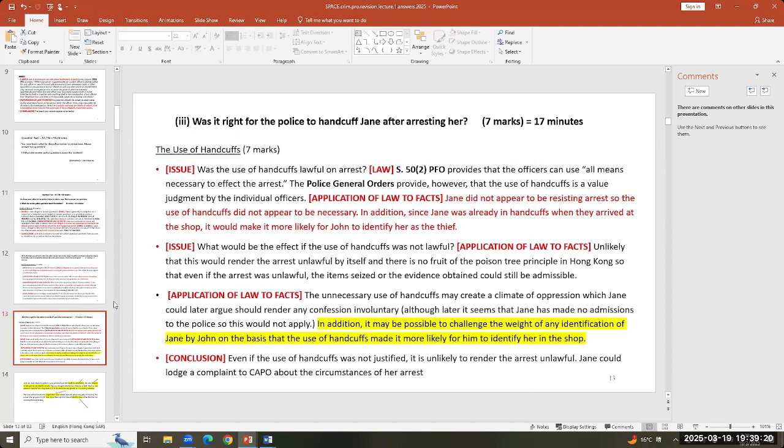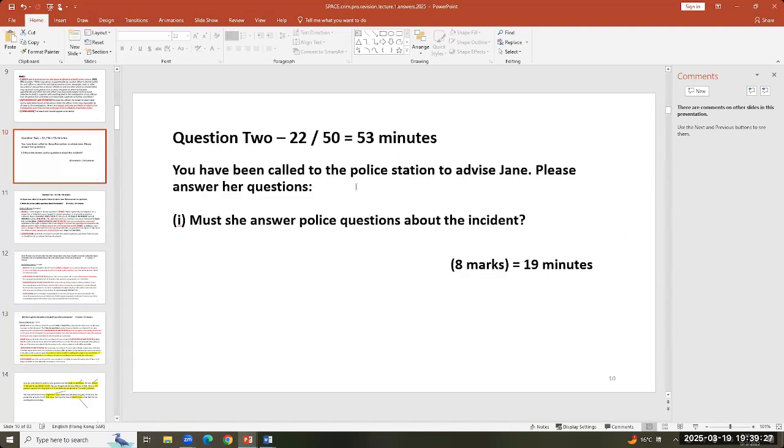Okay, so that's question 2. So actually the timing here, I think, is fairly generous, right? Because we have quite a lot of time just to deal with this part.